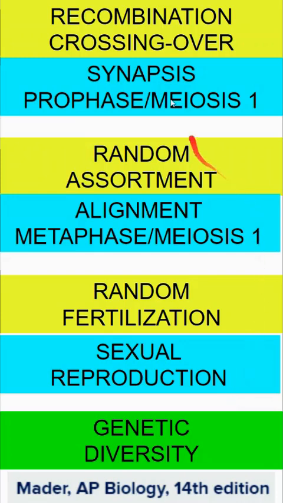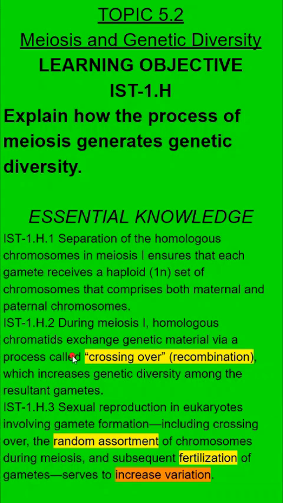So again, there are 3 major ways we get genetic diversity: recombination and crossing over, which happens during synapsis of prophase during meiosis 1; random assortment, which occurs during the alignment at the metaphase plate during meiosis 1; and random fertilization, which occurs during sexual reproduction. So crossing over, random assortment, and fertilization all increase variation.